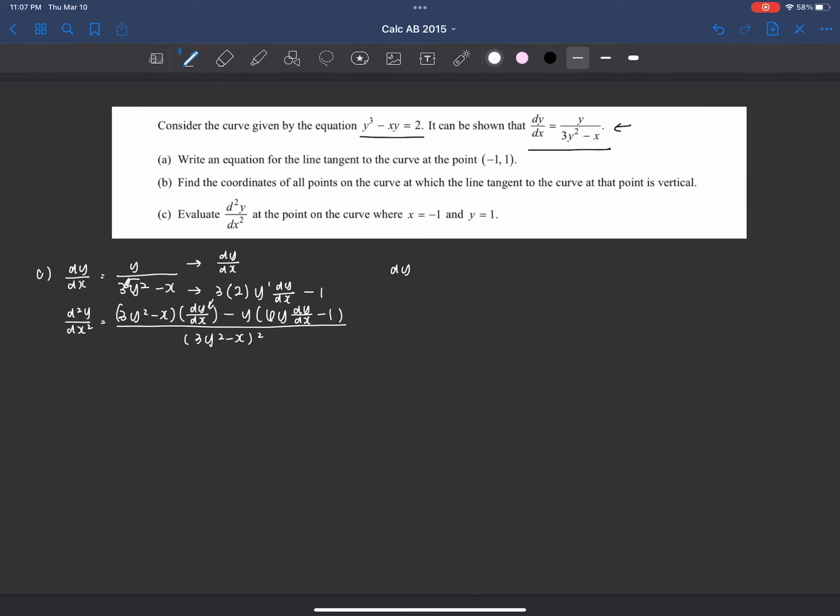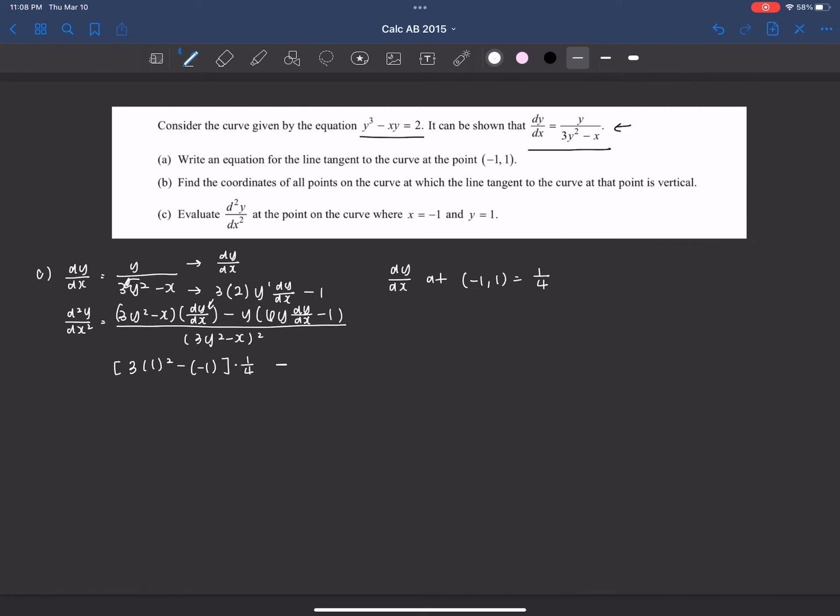You know that dy dx at negative 1, 1 is equal to 1/4. So all we have to do is just plug this in to this function. So we have 3 times y is 1, so 1 squared, minus minus 1, because that's the x value. And then we multiply that all by dy dx, which is 1/4.